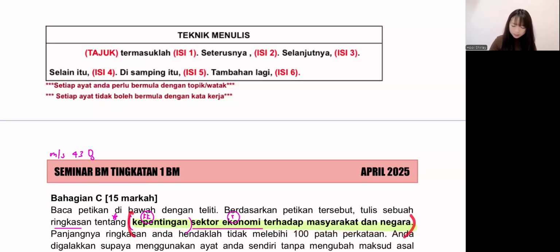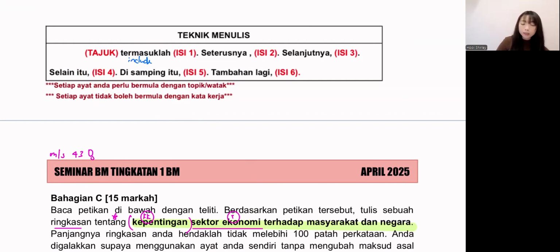You just copy and paste the whole thing. So it will start off with kepentingan sektor ekonomi terhadap masyarakat dan negara. Then you write termasuklah. Termasuklah means include. Then you will start off with the isi already. Isi 1, 2, 3, 4.